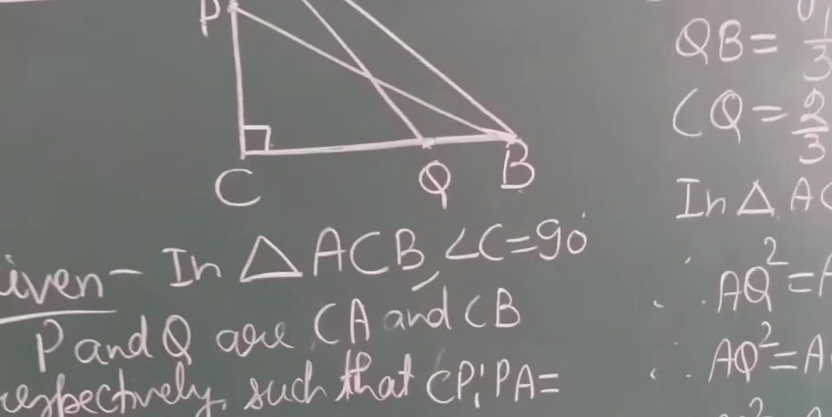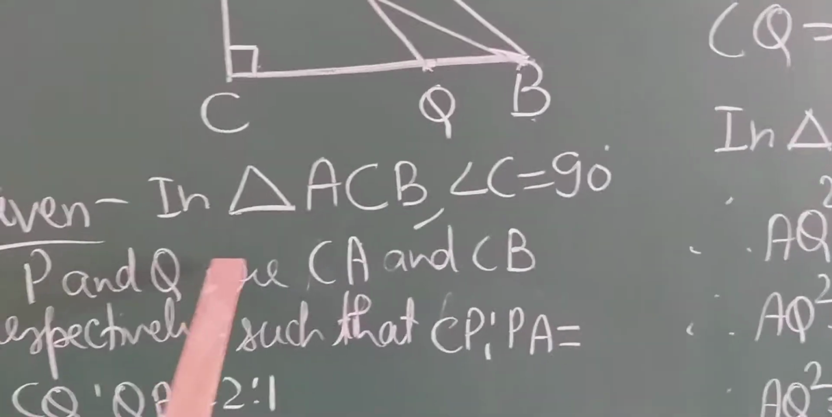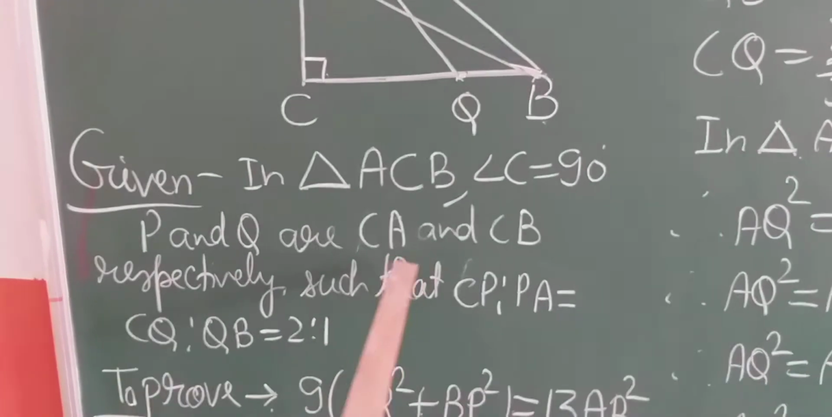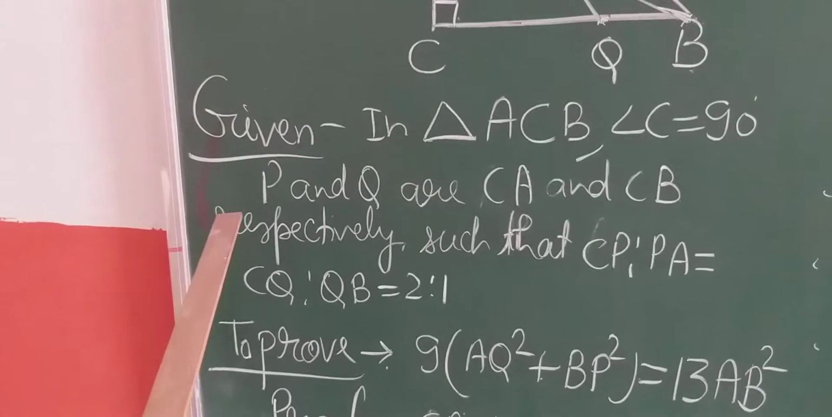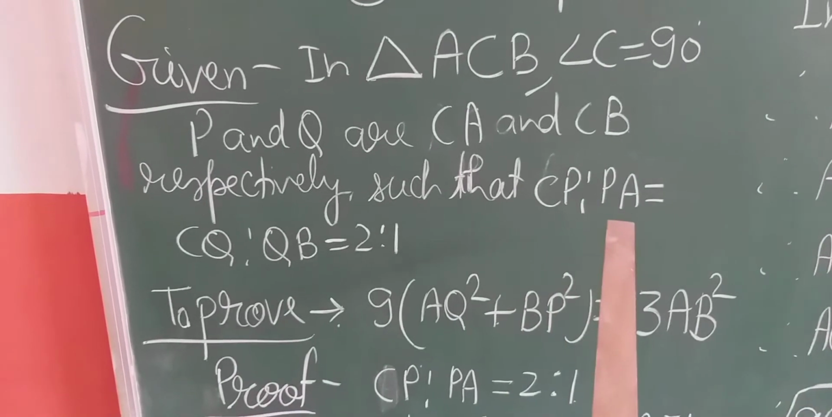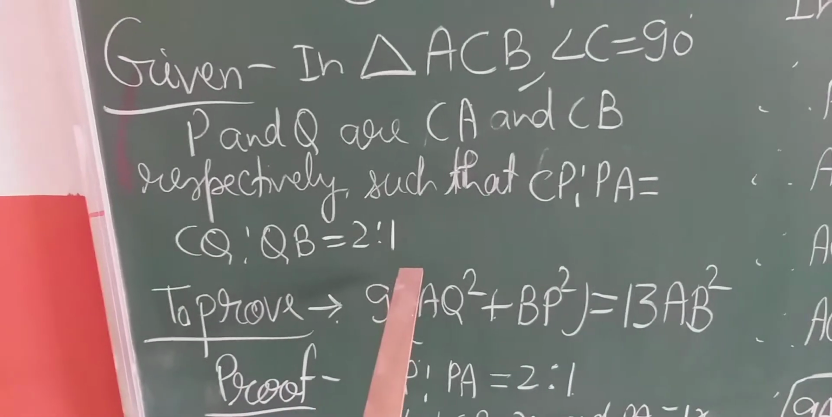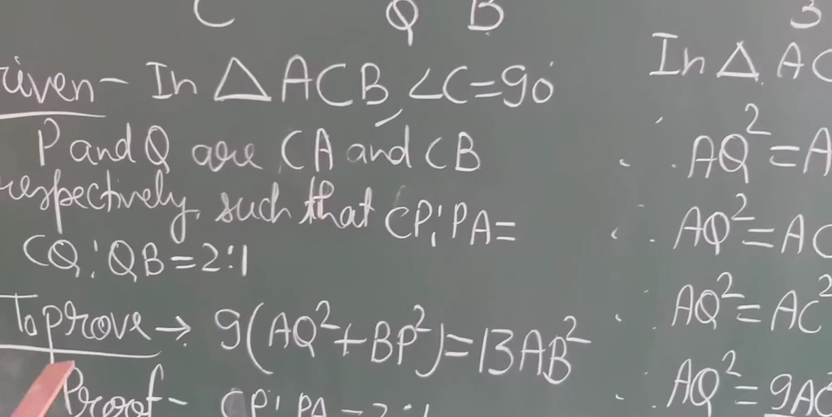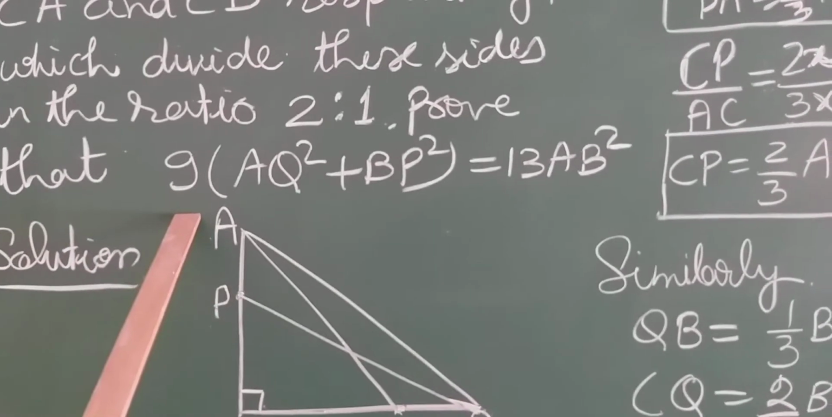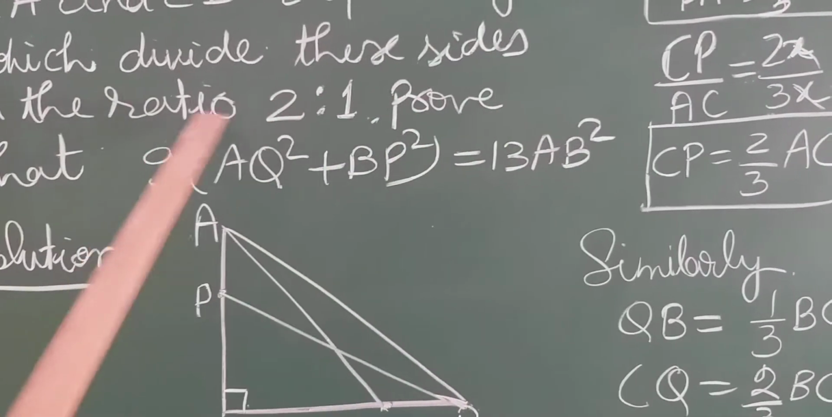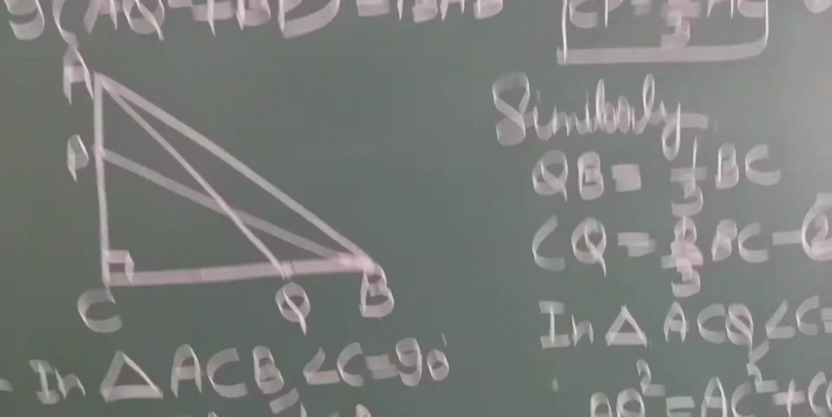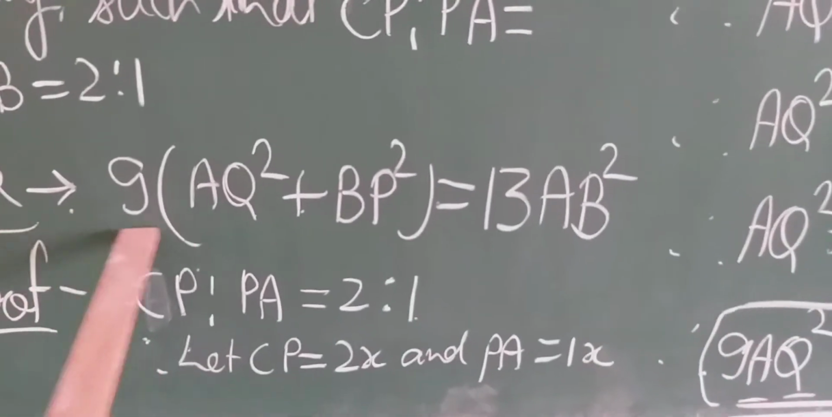Okay, students. So all this information we have to write in the given. In triangle ACB, angle C equals 90 degrees. The points P and Q are on CA and CB respectively, such that CP is to PA and CQ is to QB equals 2:1. Now, to prove, we can write: to prove 9(AQ square plus BP square) equals 13 AB square.